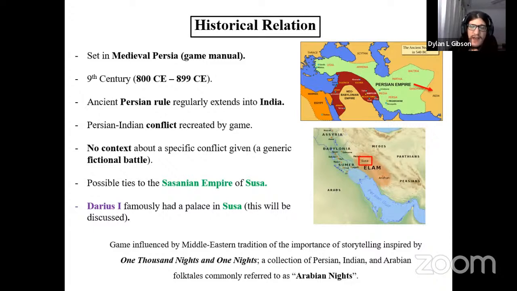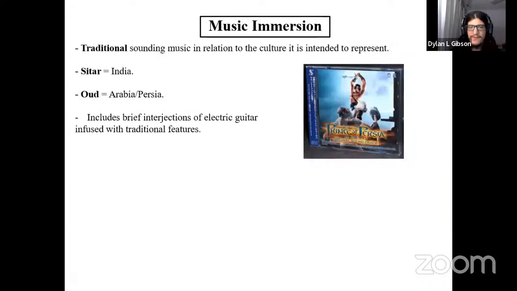So the game is also heavily influenced by the Middle Eastern tradition of the importance of storytelling, which is inspired by 1000 Nights and One Night, or Arabian Nights. That's what it's commonly referred to. In the sequel game, one of the characters does hint at this, that he's reading 1000 Nights and One Night. And yeah, that's just quite interesting. I'll talk maybe a little bit more about that later.